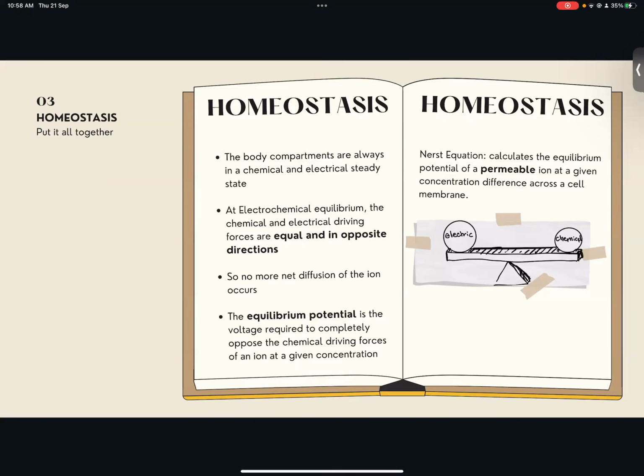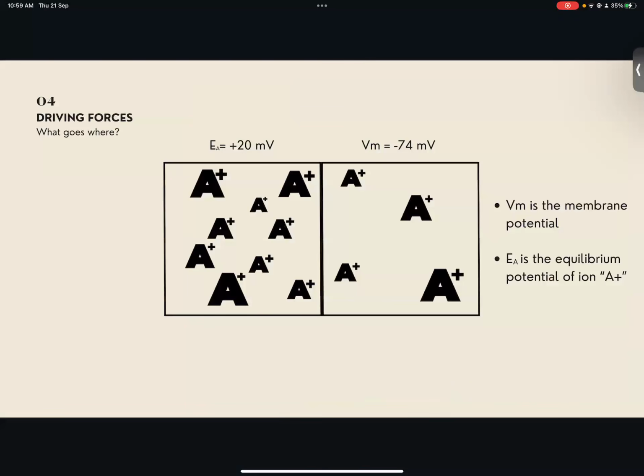I added a little drawing here to show you a weight that we're going to call the chemical driving force, and a weight called the electrical driving force, and they balance each other out when you reach the electrochemical equilibrium. The weight of the electrical ball, that's your equilibrium potential. That's the force, or the voltage, required to completely and oppositely oppose the chemical driving force. Now we're going to be getting into the driving forces.